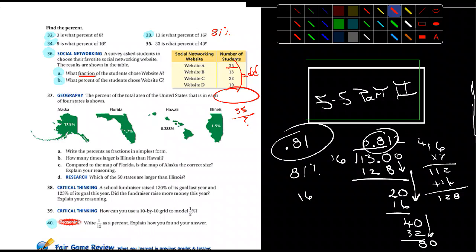Now, look at B here. It's a little different. It says, what percent of students? So now it's not asking for a fraction. It's asking for a percent. What percent of students chose website C? Okay, well, here's C. It's 22. So it's going to be 22 over, again, what that total is. I'll let you guys figure that out.